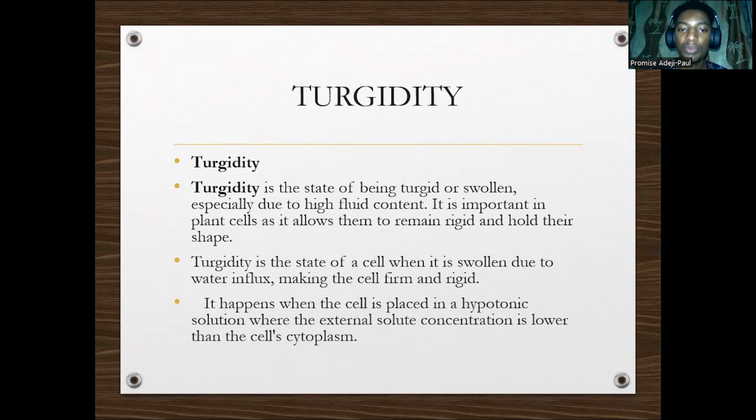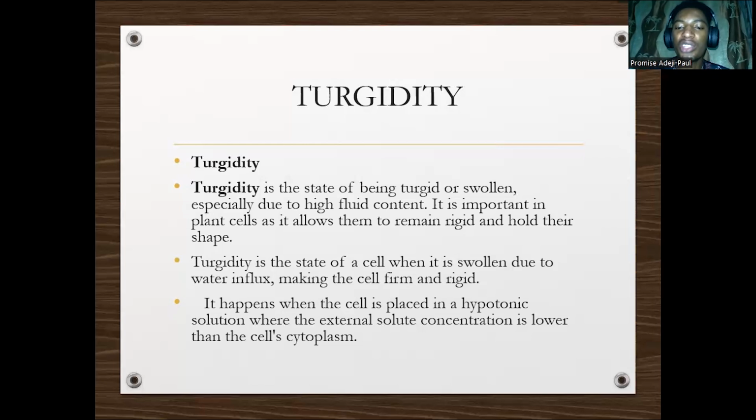So what about turgidity? This is the state of what? Being turgid or swollen. Turgid. Especially due to what? High fluid content. It is important for the plant cell as it allows them to remain rigid. If you hold them, they are rigid because they don't have support like the way we do. They don't have bones. Like me, I can stand because of my bones. But plants can't do that. So they need to be turgid in order to maintain and hold their shape.